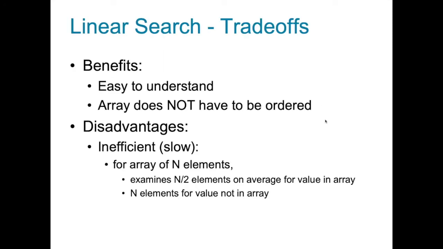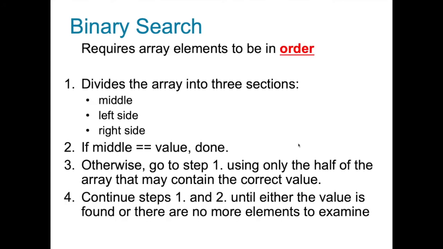Now, what are the disadvantages? I've already talked about some of them. Let's say you have 1 million elements. So we're talking a super large array. On average, it's going to be 500,000? But worst case, and for things that aren't in the array, it's going to be 1 million. This probably isn't the best algorithm to use for large data sets. This is where binary search comes into play.